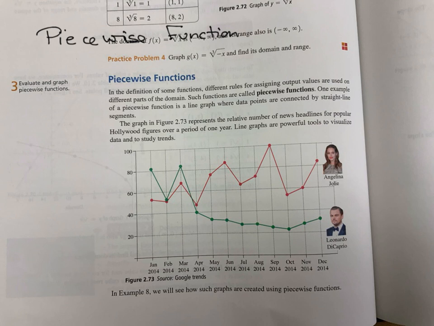In one graph, you have more than one function. You have different restrictions on the piecewise function. So let me pick one out of the book.